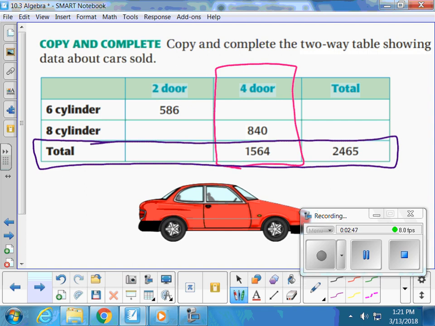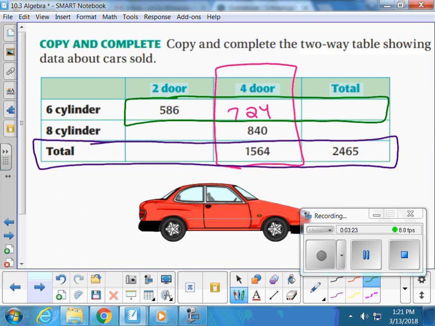All right, let's find the 4-door. Gabe said he was hoping somebody would give me a suggestion. Thank you. So we're going to take our total of 4-door cars, 1564, and we're going to subtract off the 840, which were 8-cylinder 4-door cars. That should give us what is missing in that pink column, 724. Sound about right? All right. From here, we can either go back and get this 2-door column in the total, or now that we have 3 entries in this row, we can find this missing number.